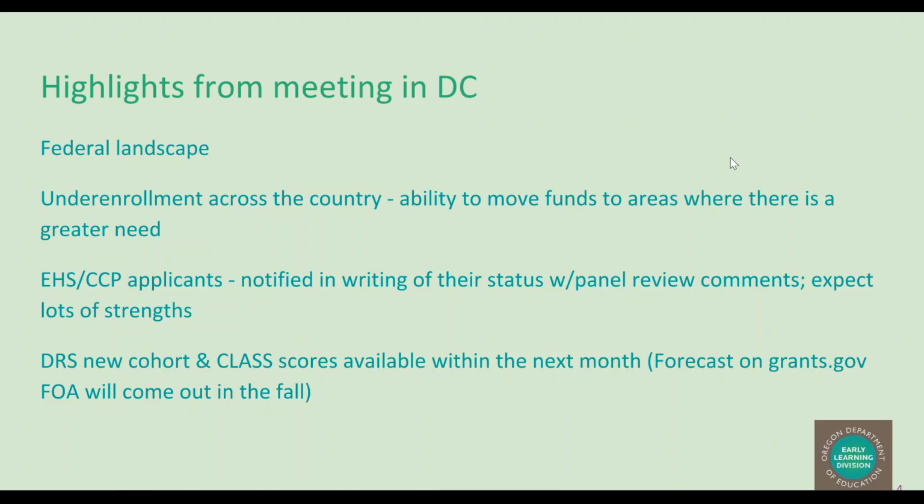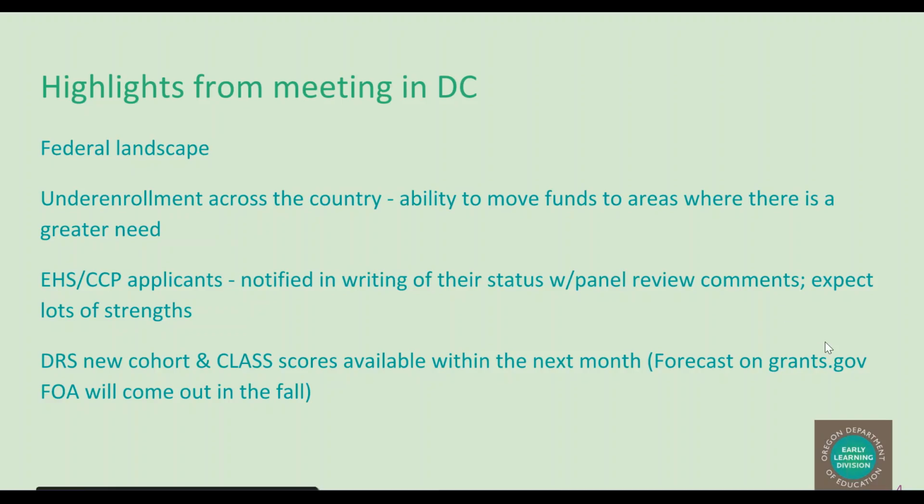That's also something that, with the administration changes, puts us at risk if we're not utilizing the funds to the full extent that we've been awarded them. One of the things that was discussed is that there is an ability for them to move funds to areas where there's greater need. So there are conversations about the possibility of doing that with Head Start funds, if there are programs that aren't able to meet their enrollment, to move those slots to places in the country where there is greater need and more children on wait lists needing services. It's a newer conversation that is just starting.